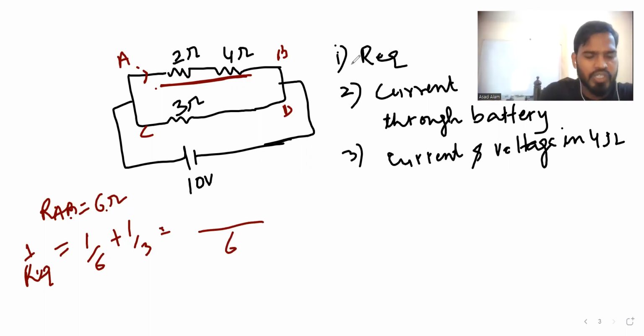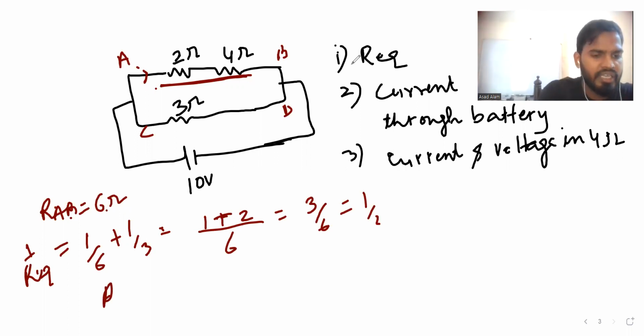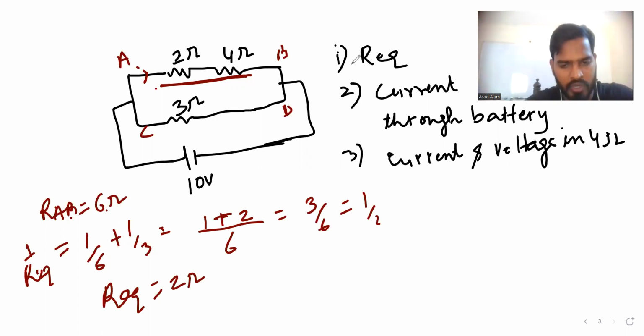6. So it is going to be 1 plus what? 2. It is going to be what? 3 by 6. So 1 by 2. So 1 by R equivalent is 1 by 2. So R equivalent is going to be what? 2 only.